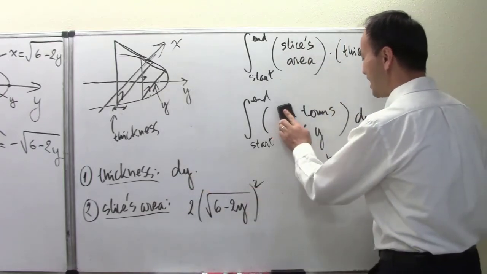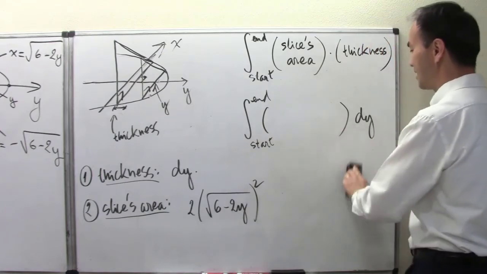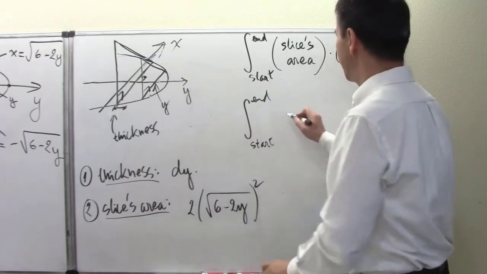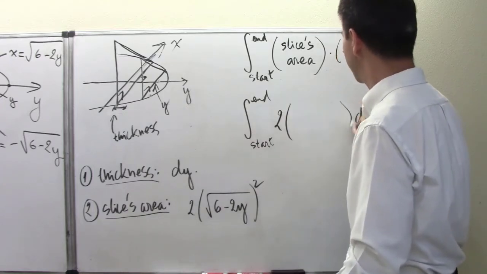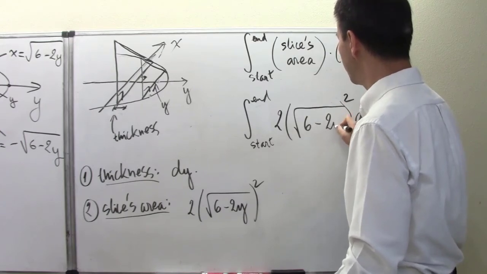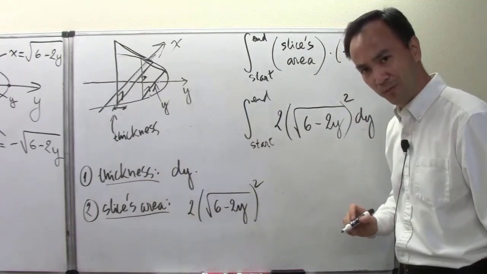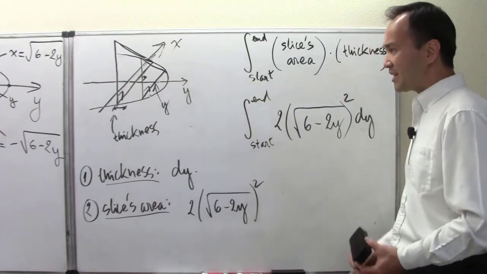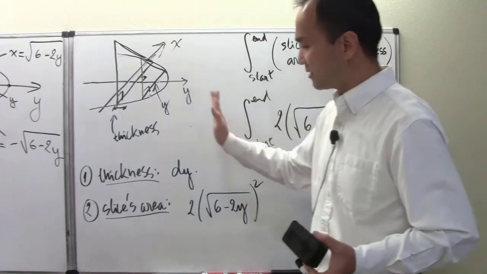So now in our integral over here, it is going to be 2 times, okay, that's a square. Now inside of that, square root of 6 minus 2y. See how simple things can get sometimes if we know how to effectively do the work. And so now let's look at the start and the end, so it looks like in the picture.